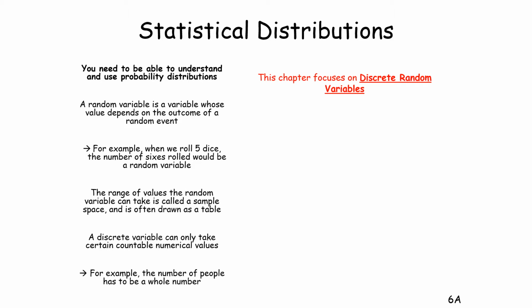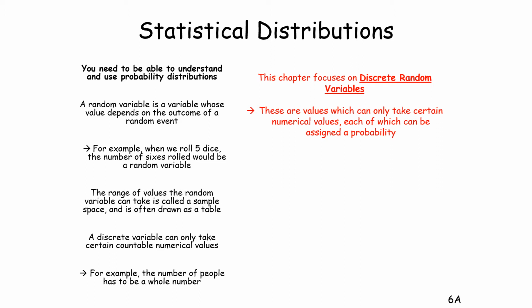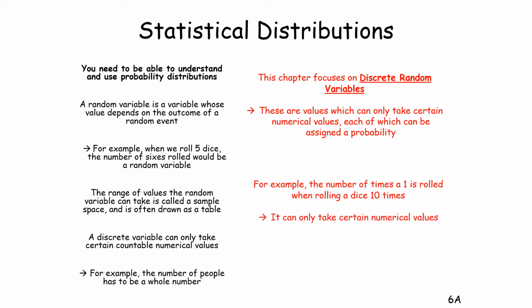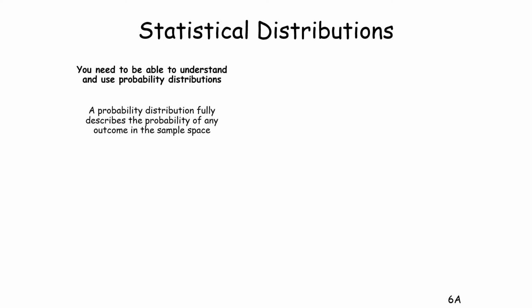And next year, in stats, you look at the continuous random variable or continuous distribution. So today we're just focusing on simply discrete. So these are the values which can only take certain numerical values, each of which can be assigned a probability. So for example, the number of times a 1 is rolled when rolling a dice 10 times. It can only take certain numerical values, and each one can be assigned a probability.